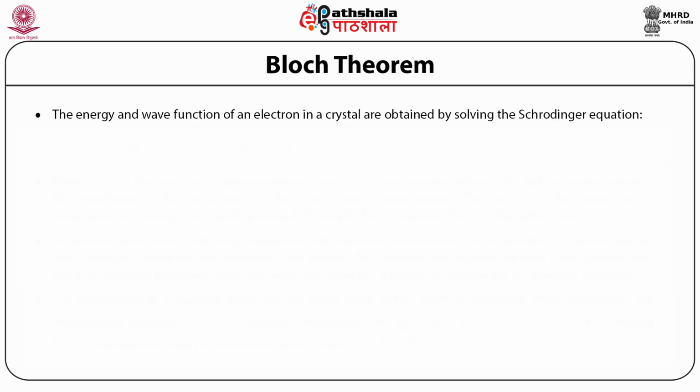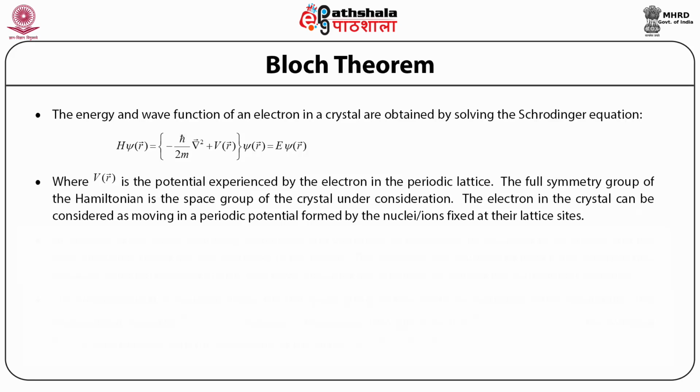The energy and wave function of an electron in a crystal are obtained by solving the Schrodinger equation Hψ(r) = Eψ(r). What is H? H is the Hamiltonian, which is the kinetic energy plus the potential energy: -ħ²/2m ∇² + V(r), operating on ψ(r), equals Eψ(r). Here V(r) is the potential experienced by the electron in the lattice, and the lattice, of course, is periodic. E is the eigenvalue for the Hamiltonian H, and ψ(r) is the corresponding eigenfunction.